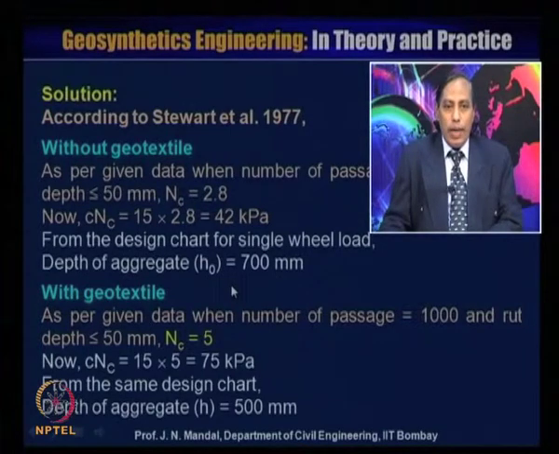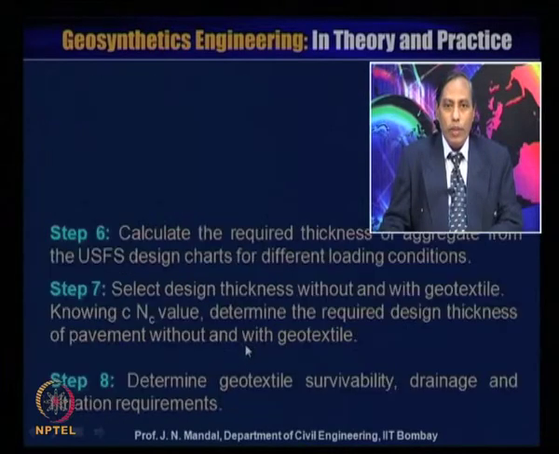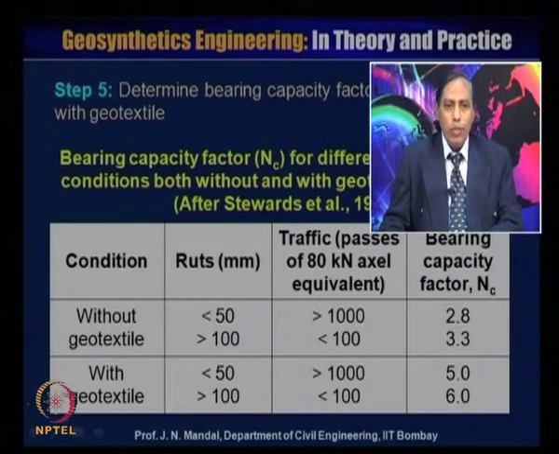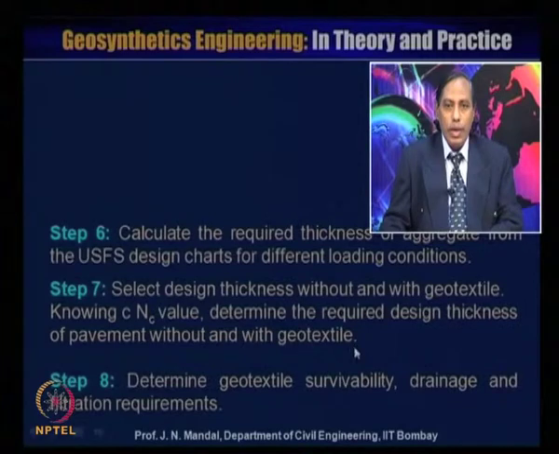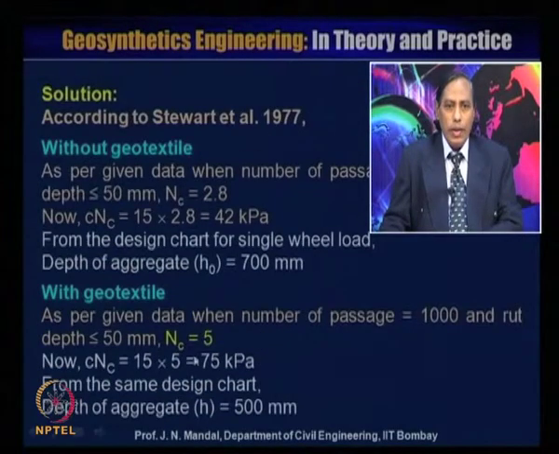Similarly, with geotextile, as per the given data, when the number of passes is 1000 and rut depth less than or equal to 50 millimeter, Nc is 5. You can see from this diagram, with geotextile, rut depth less than 50 millimeter and traffic is 1000, so the bearing capacity factor Nc is equal to 5. Now, c into Nc, c again is 15, Nc is 5, so 75 kilopascal.